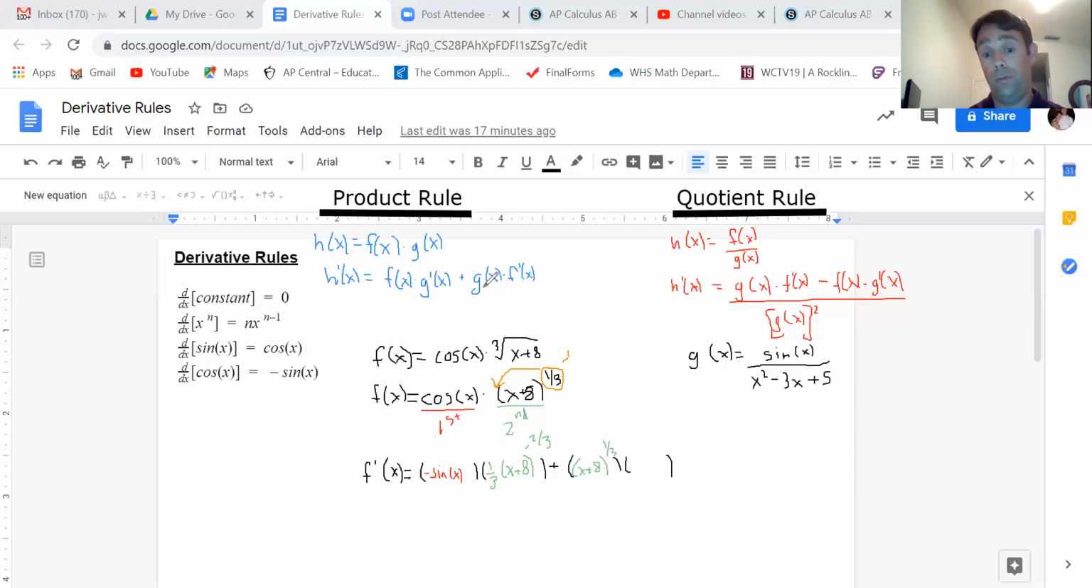Times the second times the derivative of the first. I just realized I made a mistake. Hopefully you guys all yelled at your screen really loud. Williams, it's supposed to be the first times the derivative of the second. So let's fix that. Plus second times the derivative of the first.